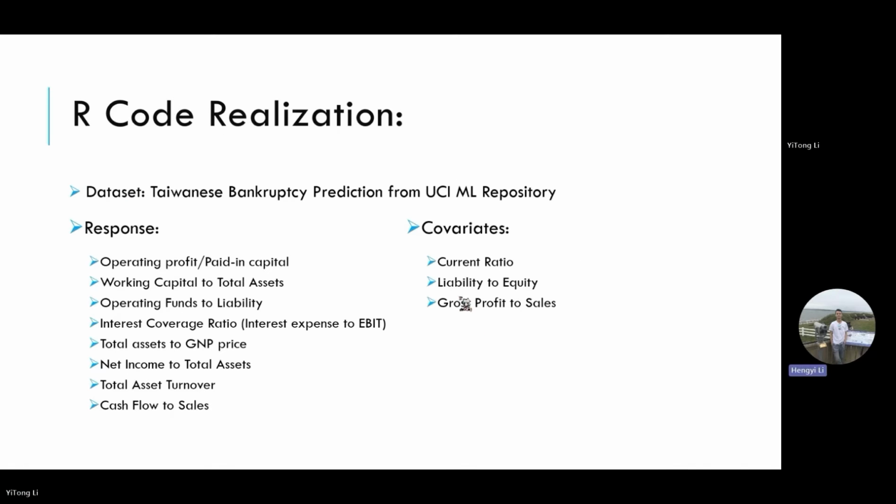Okay, thank you very much, Yitan, for explaining the theory part. Now I'm going to cover the coding implementation using R. The dataset we chose is the Taiwanese bankruptcy prediction from the UCI machine learning repository. So we choose the following 8 features as the response variables and the 3 covariates. We try to estimate the coefficients before and after debiasing to investigate if the dependency structure changes.